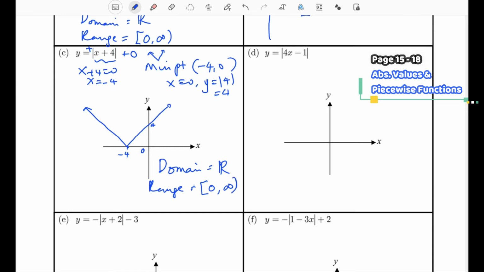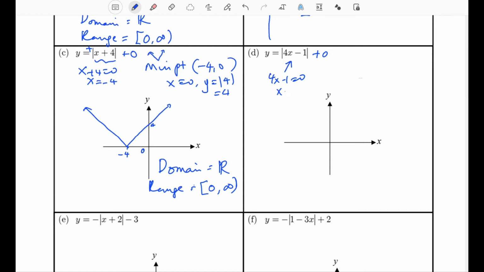Right. For D, behind here plus 0 again. So for x minus 1/4 equal to 0, x equals 1/4. So we have the minimum point to be (1/4, 0). So find your (1/4, 0) somewhere here. When x is 0, you get y equals modulus of -1/4, which is 1/4. So something like this. So this is your 1/4.